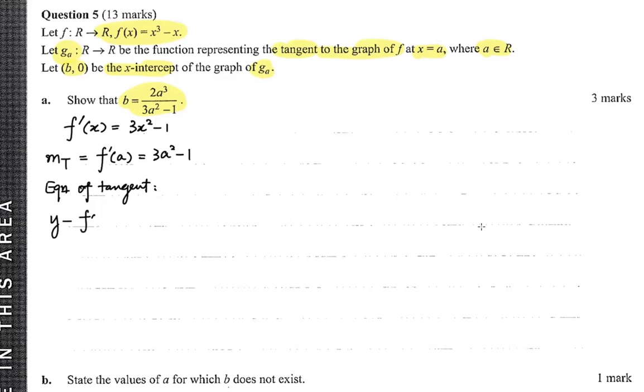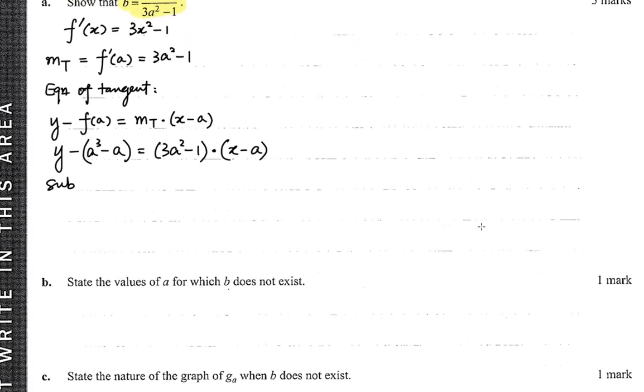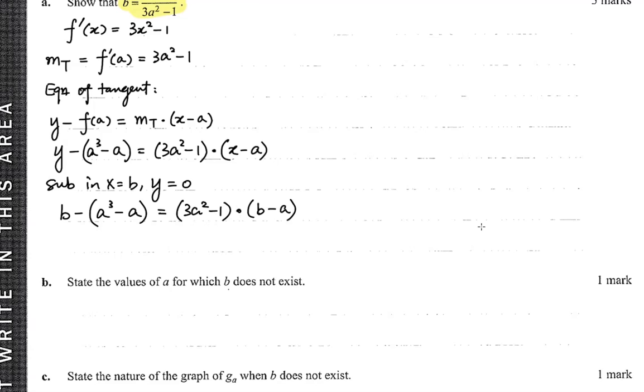y minus f of a will be m_t times x minus a. So y minus what? a to the power of 3 minus a is 3a squared minus 1 times x minus a. Subbing x equals b, y is 0. b minus a cubed minus a bracket is equal to 3a squared minus 1 times b minus a.